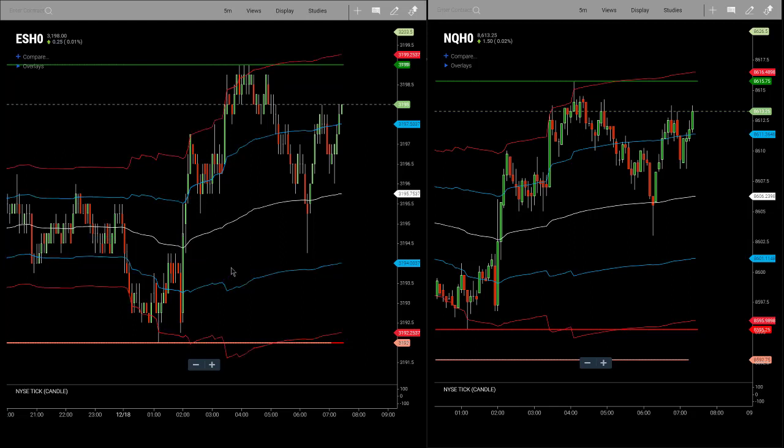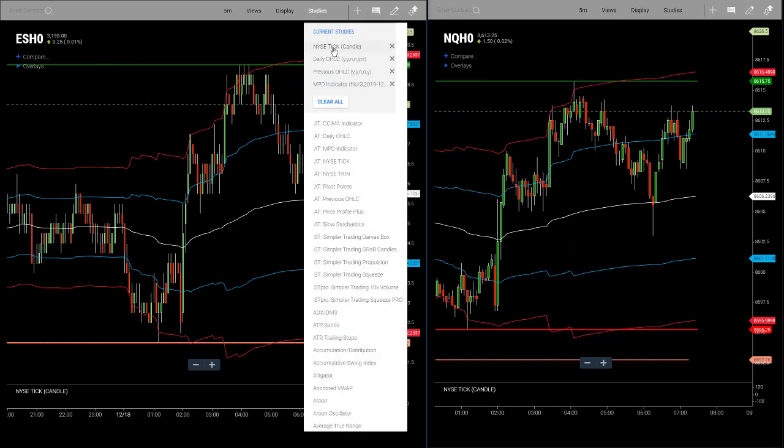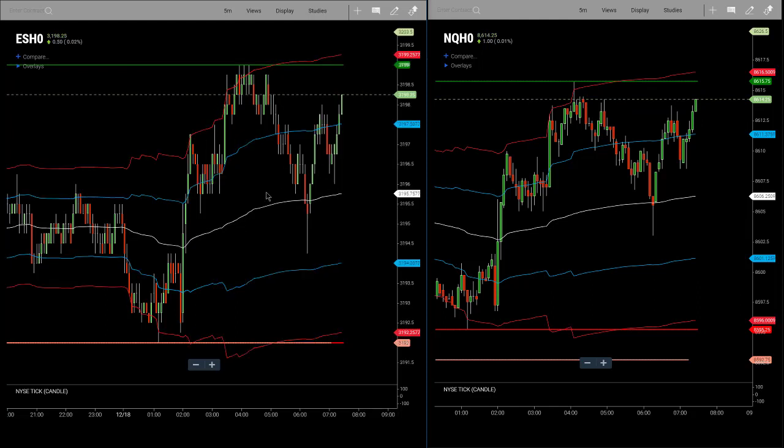Anyway, here's how we would go about setting this up. Just to give everybody an idea of what indicators are on here, you just go to the studies menu at the top. And we can see here there's an NYSE tick, which is blank right now because it's only 7:30, so there's nothing happening. There's the daily open high low close and the previous open high low close, and then the MPD indicator. That's it. So it's a pretty clean looking chart. There's not a lot of lines. And here's what the lines represent.